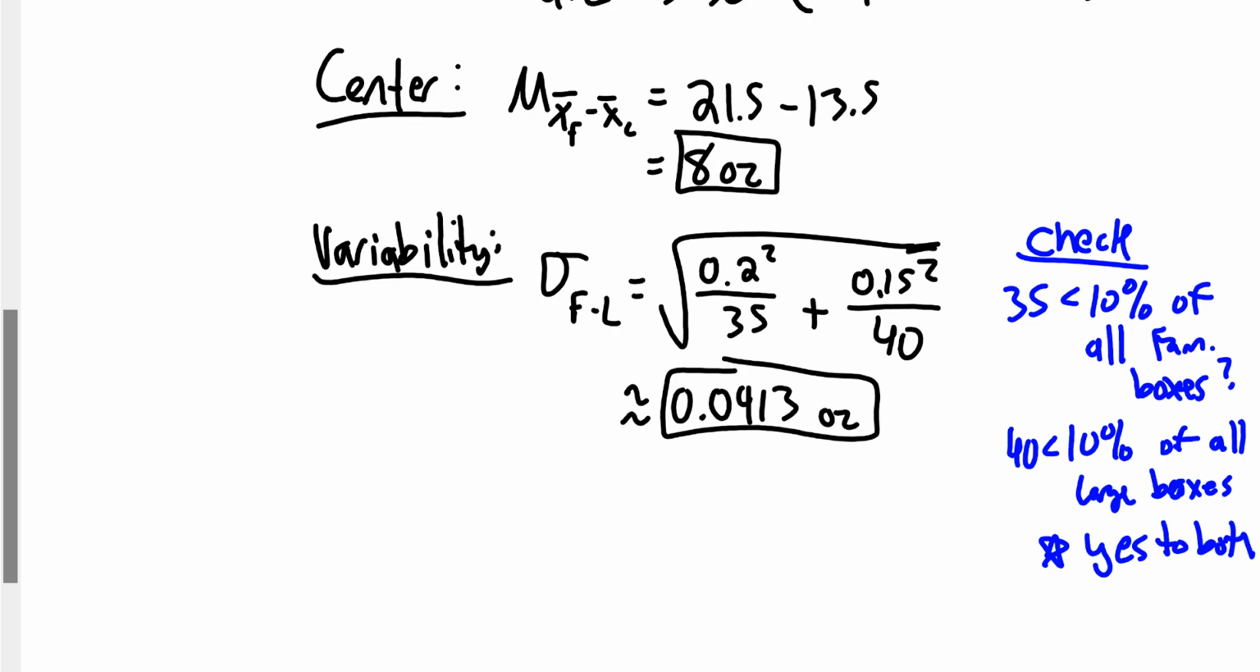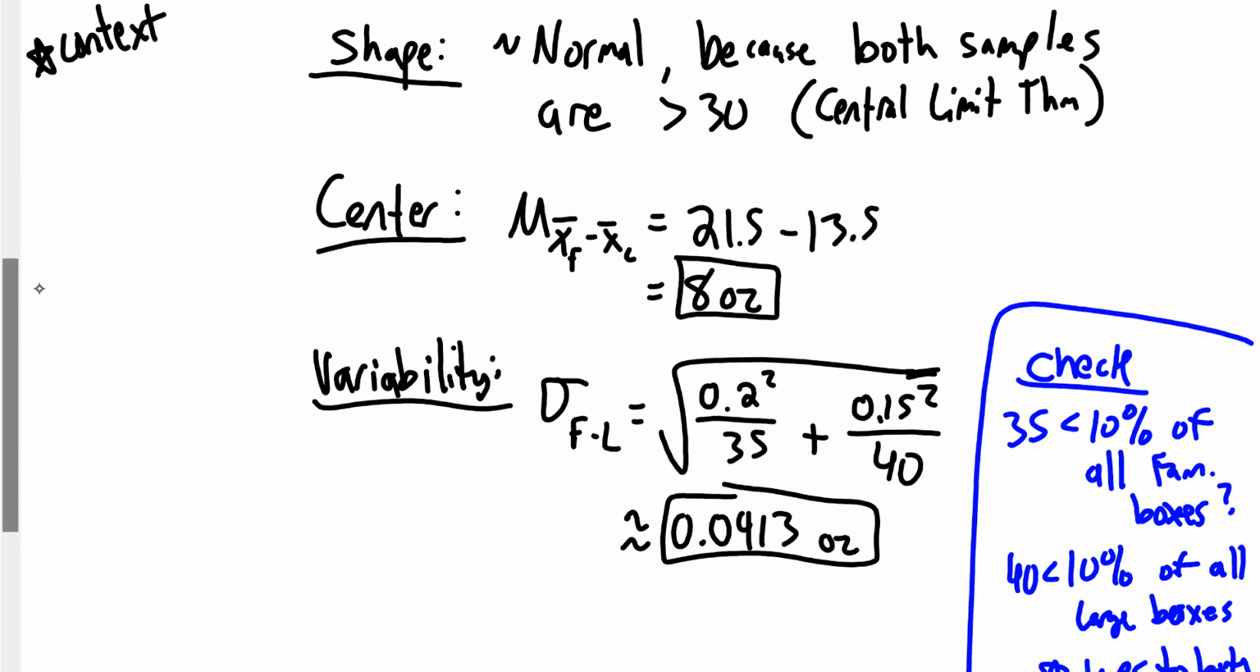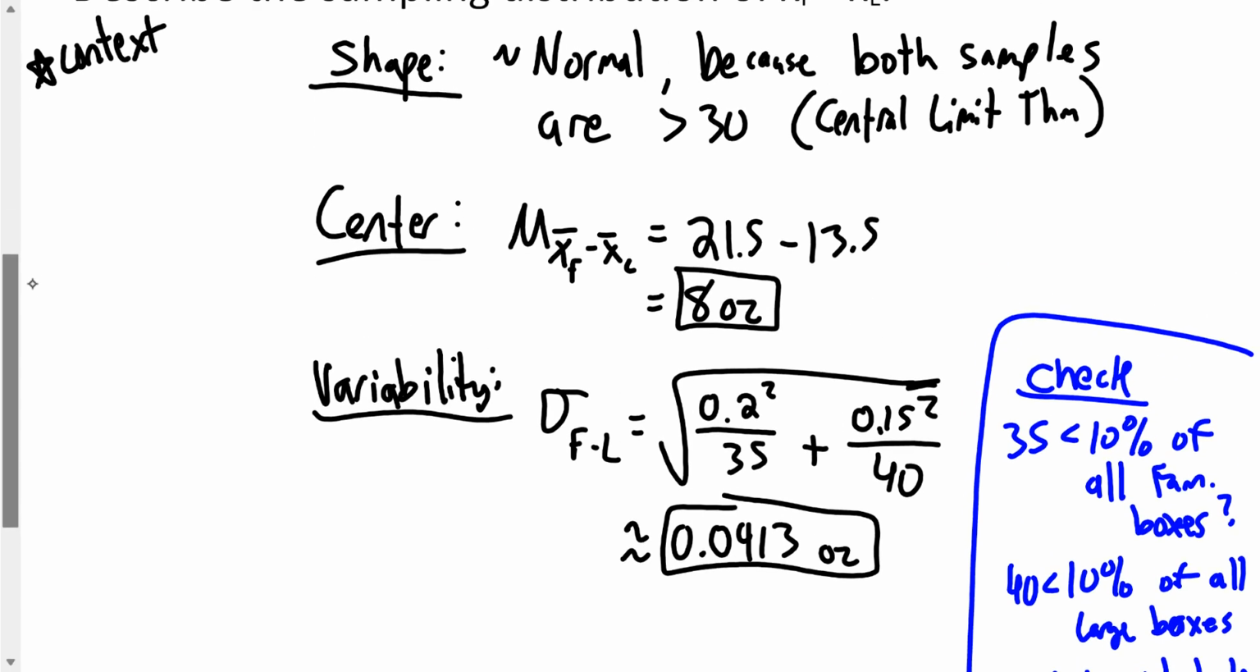But we want to state that, we want to check that, and make sure that we can actually do all of what we're doing based off of the conditions being met. And there's our context, or there's our distribution. So we're able to describe the shape, the center, and variability, and we can add some context to that.